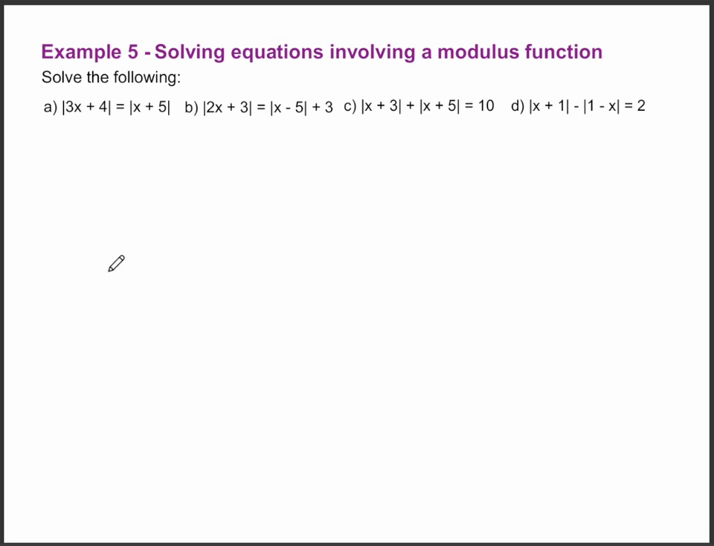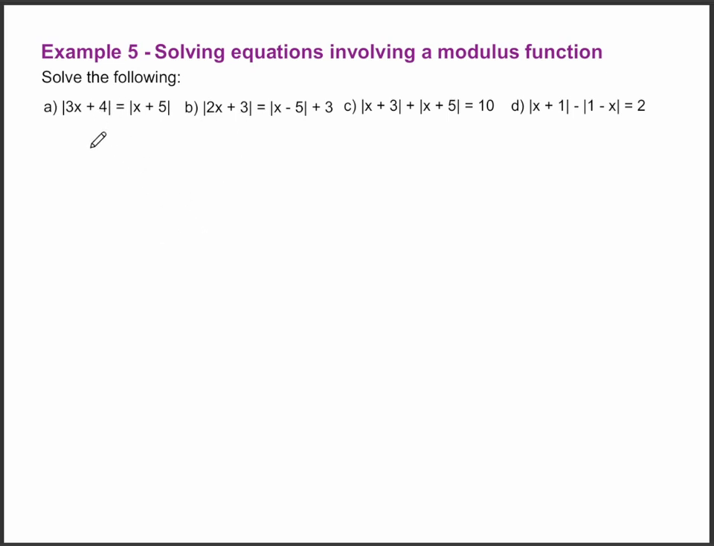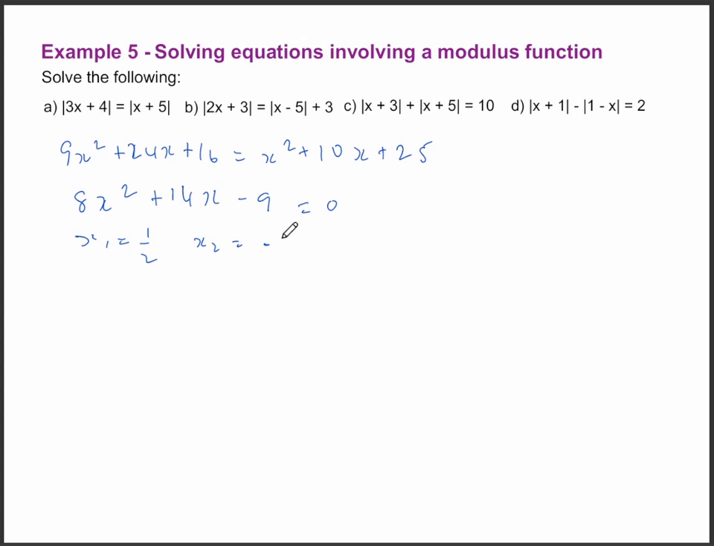Next up, we have questions like this, which have more than one modulus function, right? So this one, for example, has 3x plus 4 and x plus 5. Now, in this type, because there is no other number, what we can do to eliminate the moduluses, remember the third method, is just square both sides, right? If you square both sides, you get 9x squared plus 24x plus 16 equals x squared plus 10x plus 25. Then you rewrite this, you get 8x squared plus 14x minus 9 equals 0. Then you can solve this, and that will give you your answer. And here I get x1 being a half, and x2 being negative 2.25. Those are going to be my two answers for the first one.